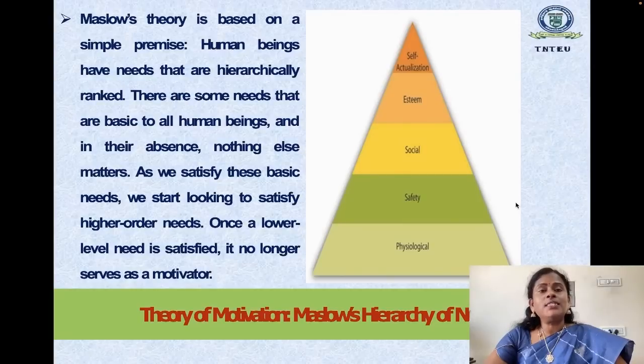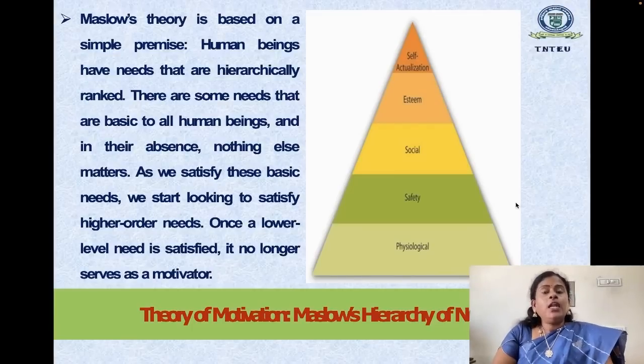There are some needs that are basic to all human beings, and in their absence, nothing else matters. As we satisfy these basic needs, we start looking to satisfy higher order needs. Once a lower level need is satisfied, it no longer serves as a motivator. The most basic of Maslow's needs are physiological needs. Physiological needs refer to the need for air, food, and water.